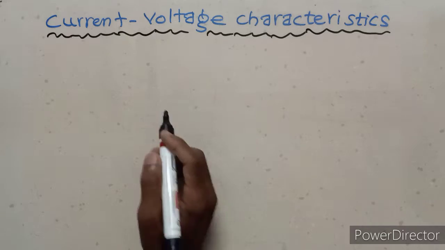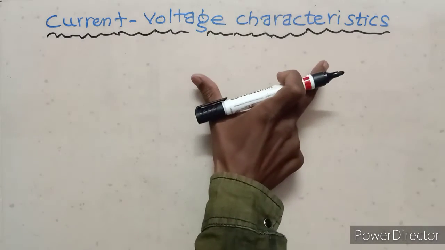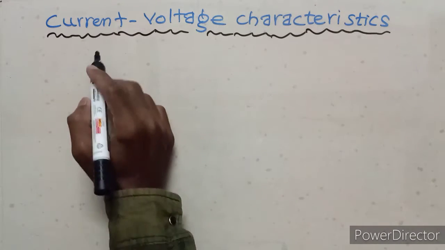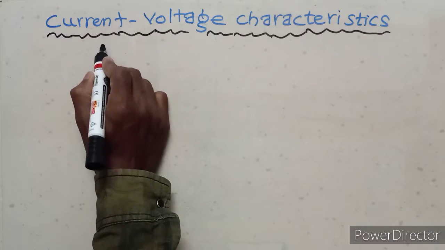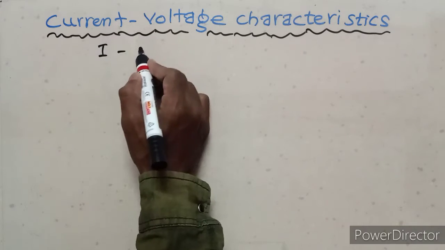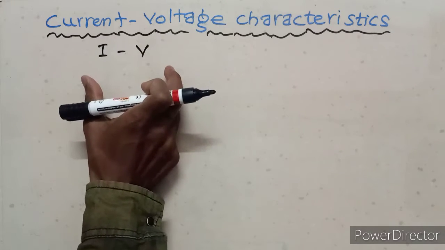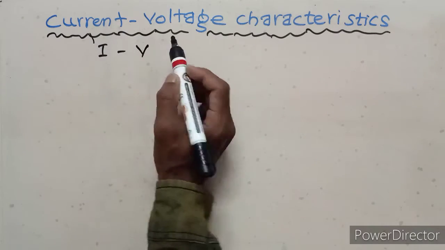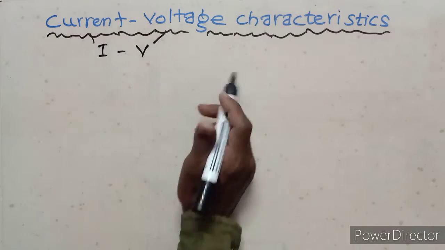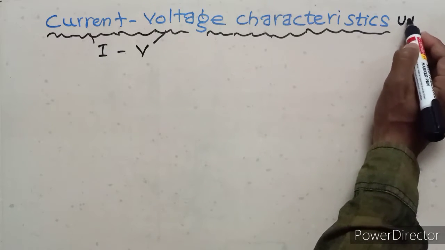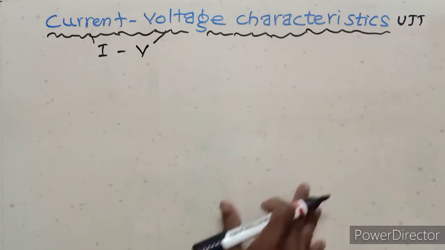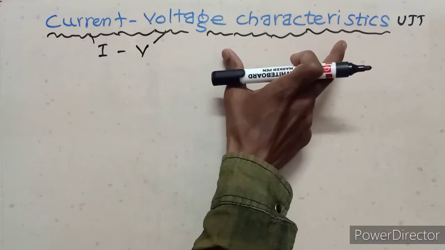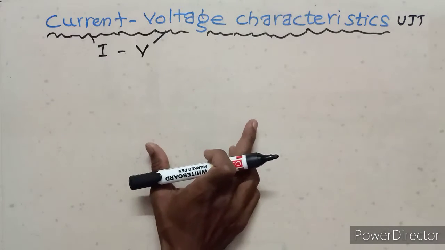Students, now we are going to discuss the current voltage characteristics. Current voltage characteristics means current is the I, voltage is the V. So this is the IV characteristics. IV characteristics of UJT. UJT means unijunction transistor. So current voltage characteristics of UJT.